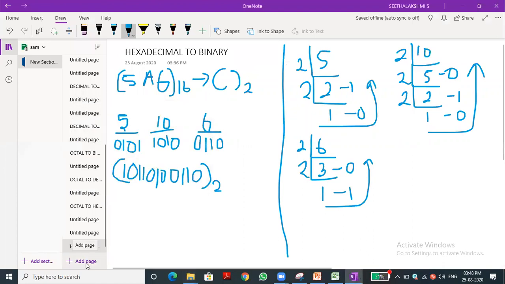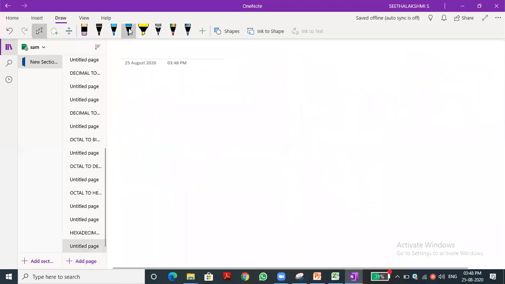We will practice one more sum in this hexadecimal to binary with the decimal point. Suppose the decimal point is there, how do we do the conversion? Let me see it. Okay, one minute.